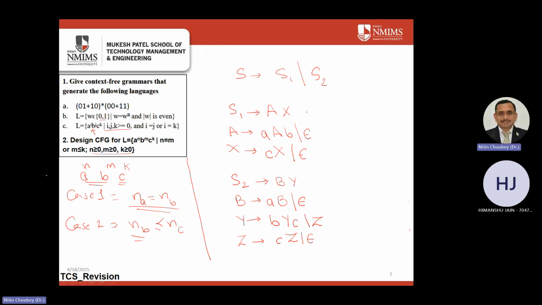So this is your required grammar for L equals a raised to n, b raised to m, c raised to k, where n is equal to m. Here we ensured that, or m less than or equal to k. So m equals k, that is B equals C, is ensured here, and C coming at least equal to B or greater than B is ensured here.